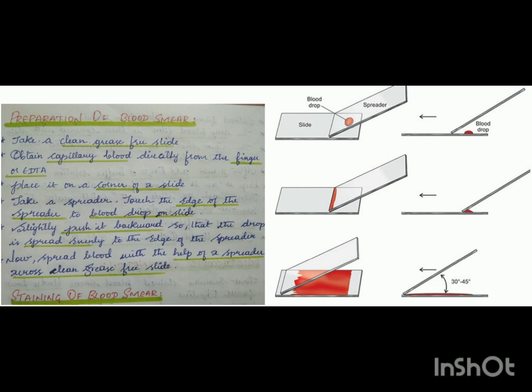Slightly push it backward so that the drop is spread evenly to the edge of the spreader. Now spread blood with the help of a spreader across the clean grease-free slide. There should not be any air bubbles. The smear should be obtained in tongue shape.